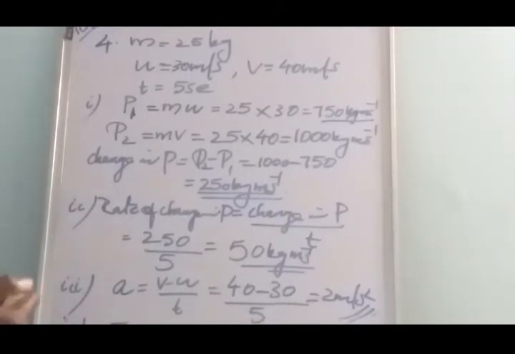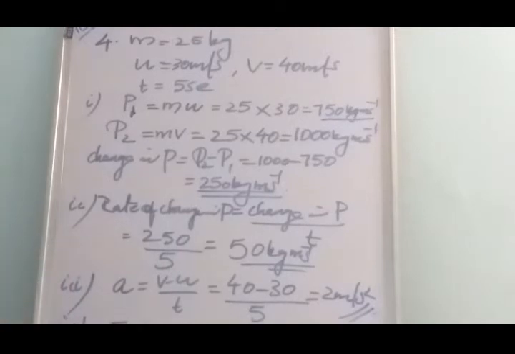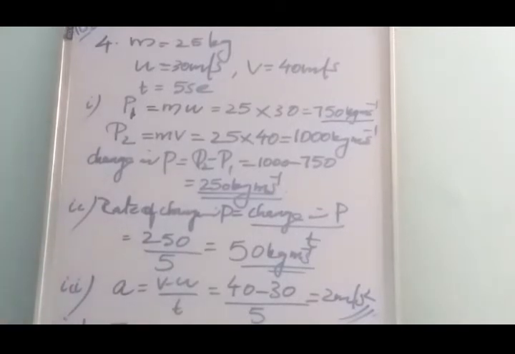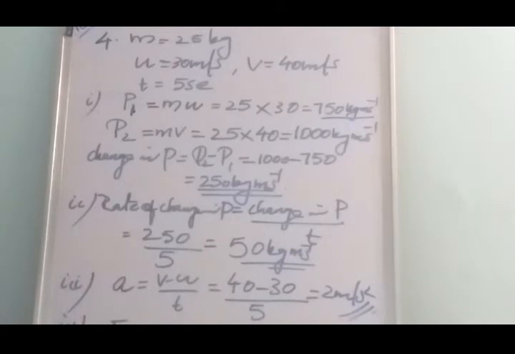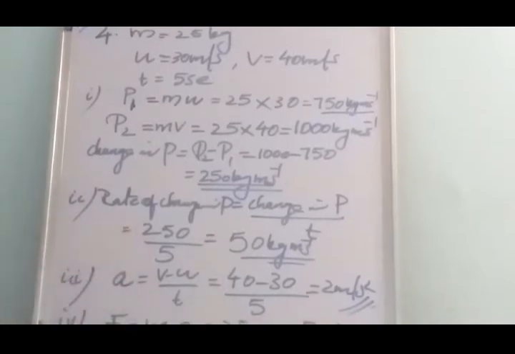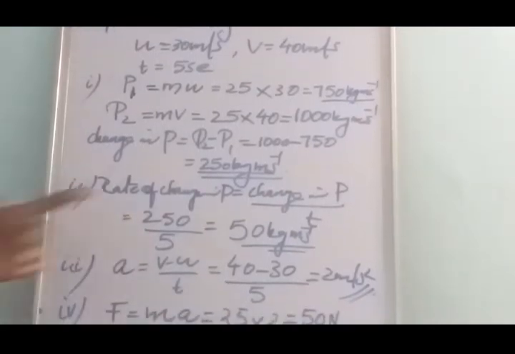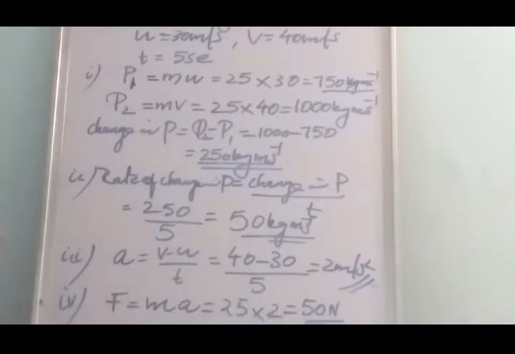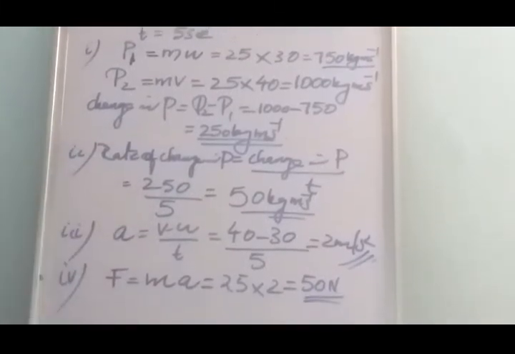Then the second part, we have to find the rate of change of momentum. How can we find it? Change in momentum divided by time. The change in momentum is 250 and time is 5. So we will get 50 kilogram meter per second. That is the rate of change in momentum.